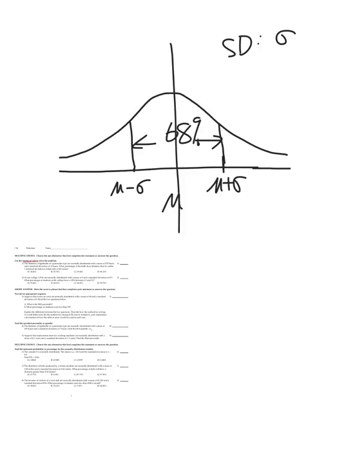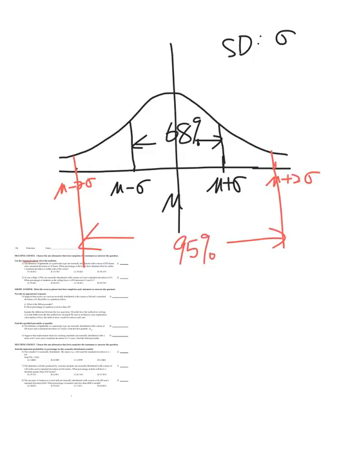68% of observations. From, how about I use another color, from mean minus 2 standard deviations to mean plus 2 standard deviations, from here to here, we have 95% of observations.